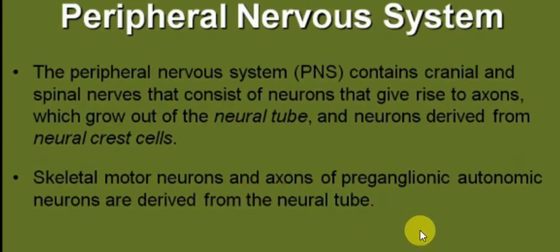So basically, to put it simply, we can say that the central nervous system consists of all the cells which are derived from the neural tube alone, and the peripheral nervous system consists of the fibers of the nerves. They are a mixture of the two. For example, you can see the skeletal motor neurons and the axons of preganglionic autonomic neurons. They are derived from the neural tube.